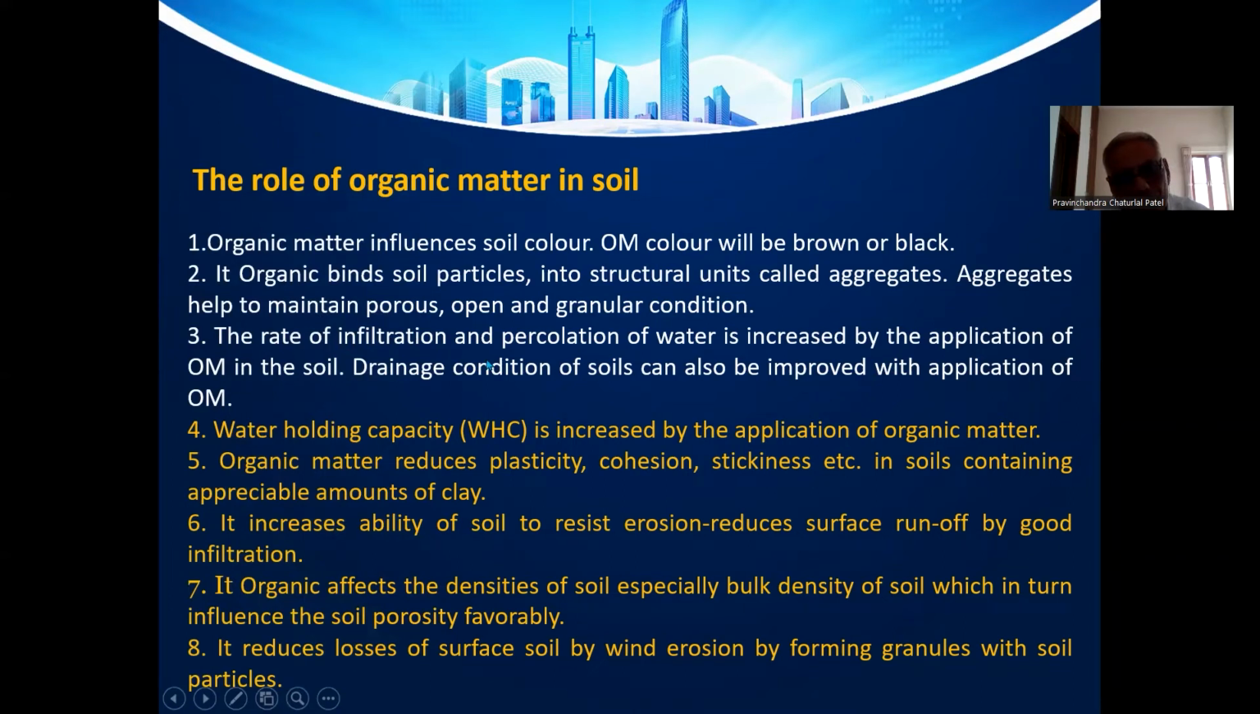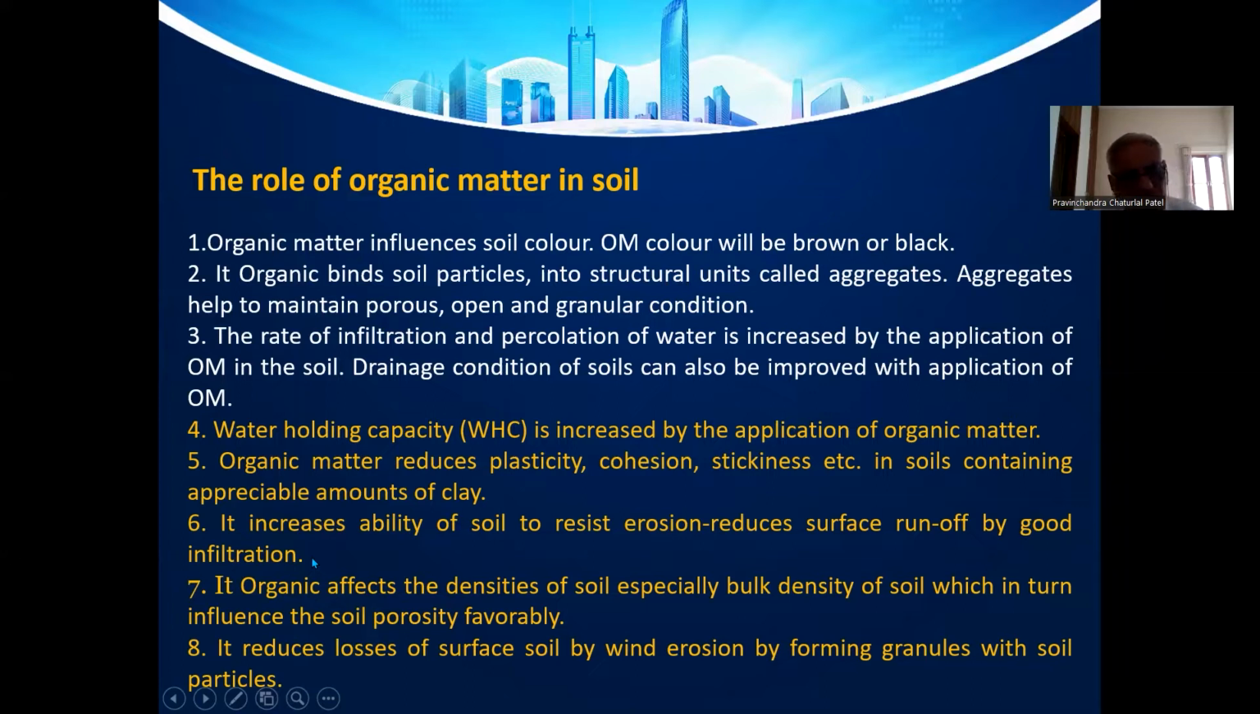So how does the rate of infiltration increase with the help of organic matter? The soil becomes porous. So it increases the infiltration rate, and the downward movement of water in the soil is increasing. Water holding capacity is increased by the application of organic matter. Organic matter reduces plasticity, cohesion, and stickiness in soil containing appreciable amounts of clay. It increases the ability of soil to resist erosion, and to reduce surface runoff by good infiltration.